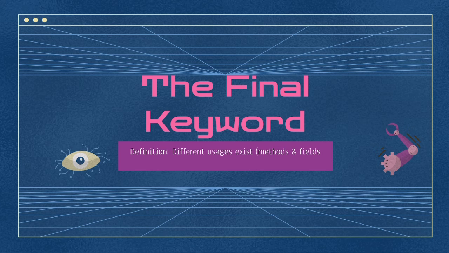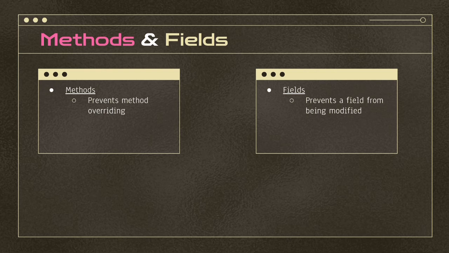And last but not least, we have the final keyword. It can be used in two different ways: with methods and fields. When the final keyword is used with methods, it prevents method overriding, which can be simplified to it prevents a method from being overridden. The purpose of creating a final method is to restrict the unwanted and improper use of a method definition while overriding the method. And if the final keyword is used with fields, it prevents a field from being modified.